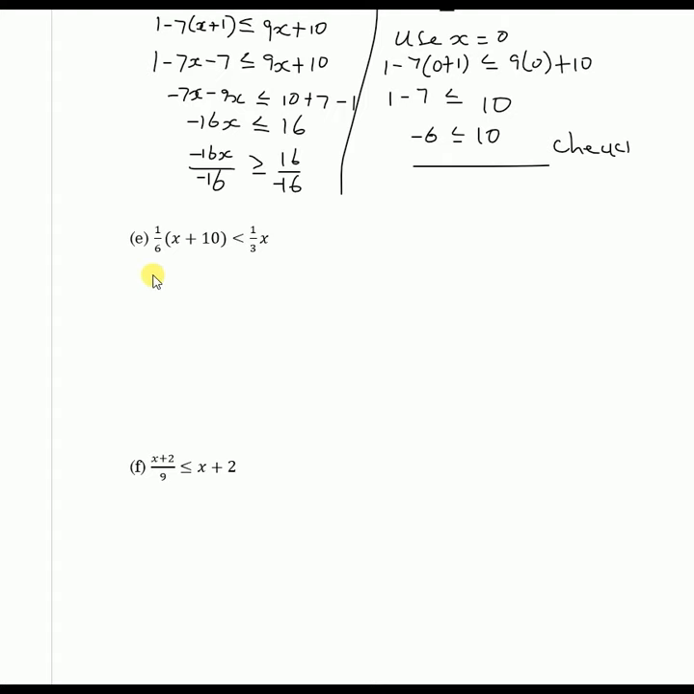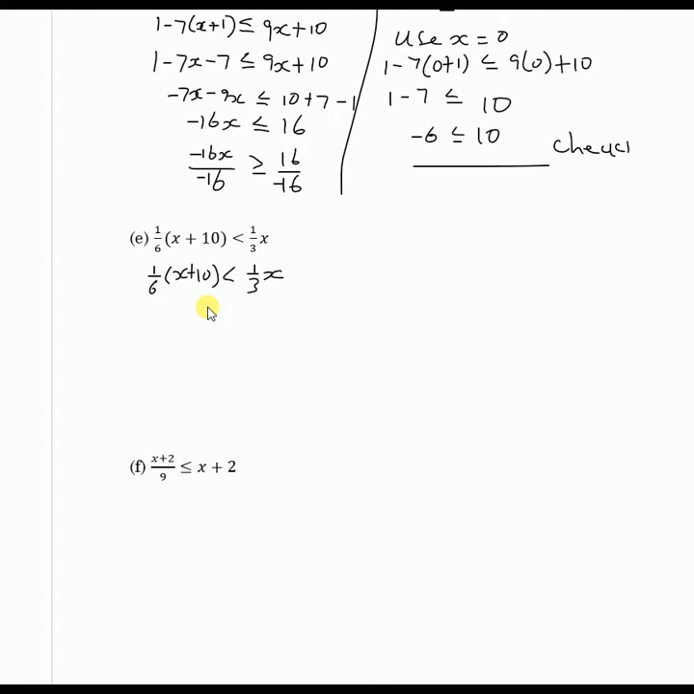One over 6. Let us see what we can do here. Let us first open the brackets, but I'm just writing the inequality first. There is a 6 here and that one there. So what we are going to do first is multiply through by 6.